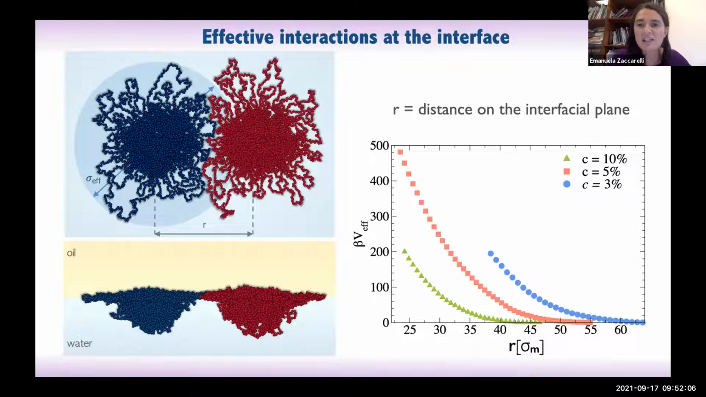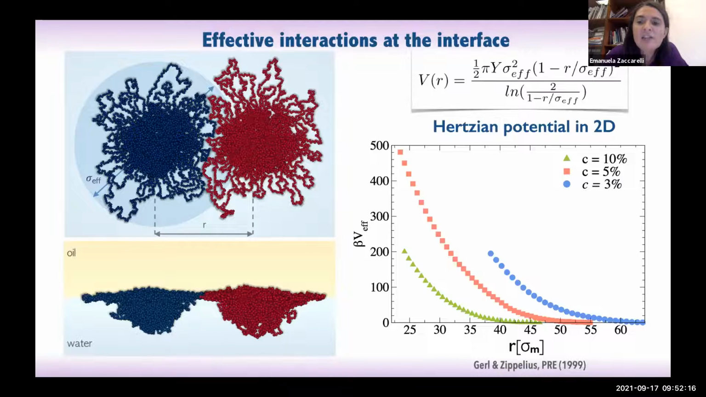So let's do the same exercise we did before. Let's calculate the effective interaction of two microgels at the interface. And this is the resulting effective potential for three cross-linker concentrations. And let's compare again to the Hertzian model, where the Hertzian model in 2D is slightly modified. It depends only on the Young modulus and has a logarithmic term.